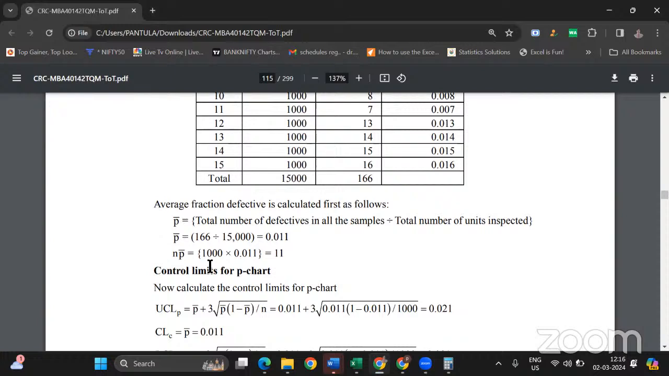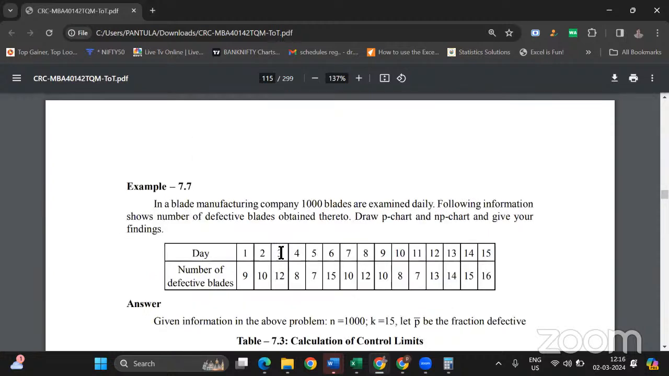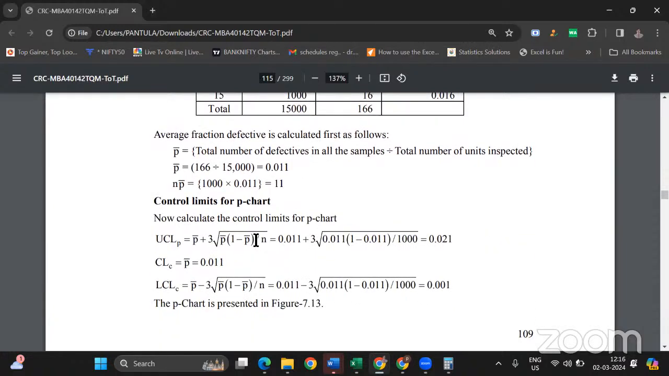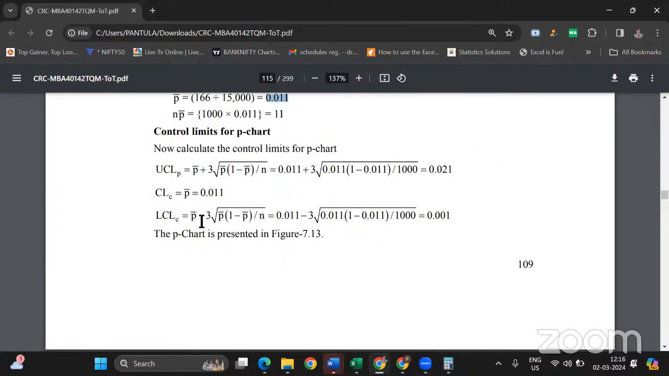Now NP bar: n equals 1000 times about 0.011, average 11. So we calculated NP bar, and we also calculate the control limits. Here P bar is 0.011, and the limits are P bar plus or minus 3 times the square root of P bar times (1 minus P bar) divided by 1000. Similarly for the other limit.